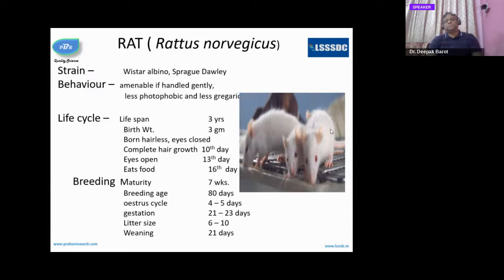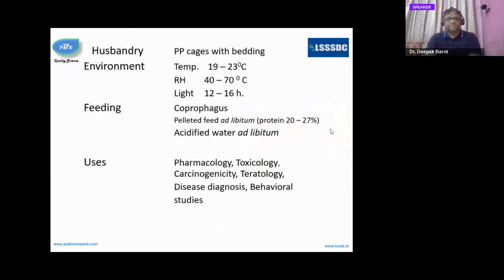Nowadays, a new model has come, which is zebrafish. We'll take a separate lecture when we talk of toxicology. With zebrafish, the biggest advantage is that in 24 hours the entire life cycle is over. So you can very quickly check the toxicity potential of your drug with zebrafish. Mainly for aquatic toxicity and ecotoxicity, we also sometimes use zebrafish. So I'll talk about it later when we get into toxicology. So this was about rats.